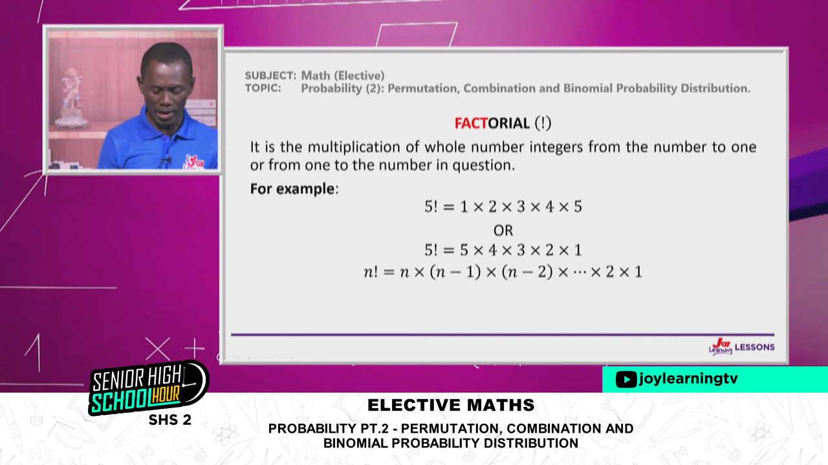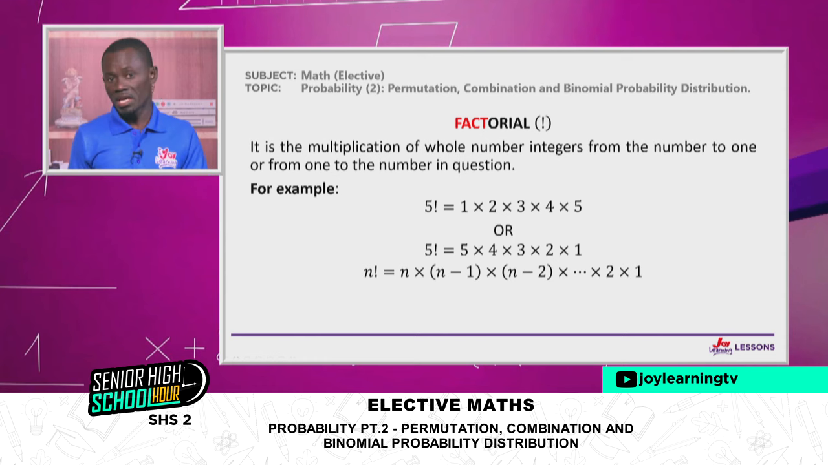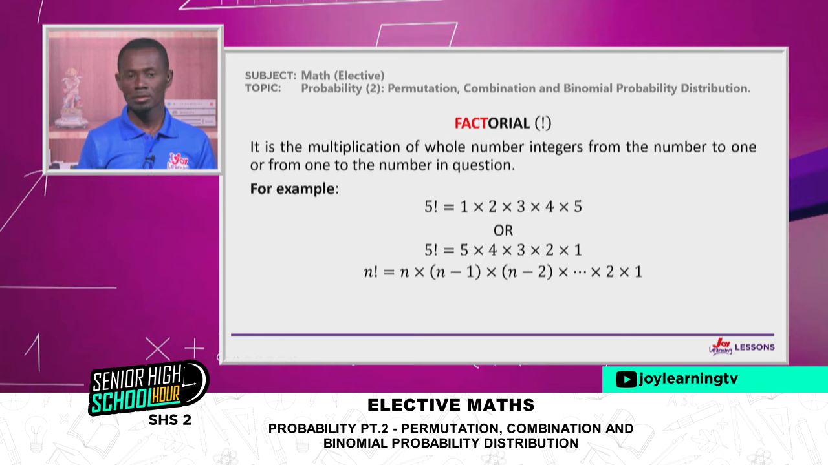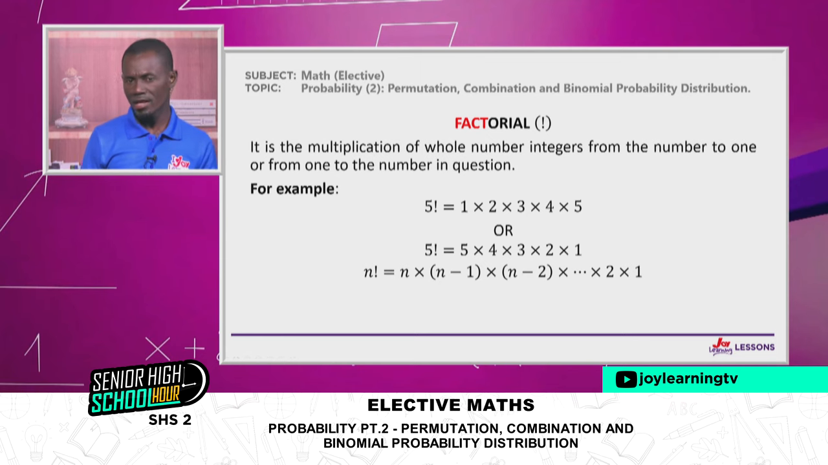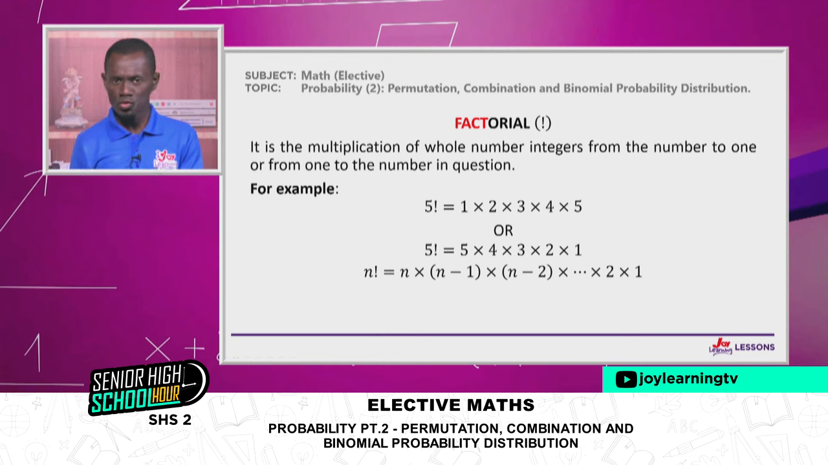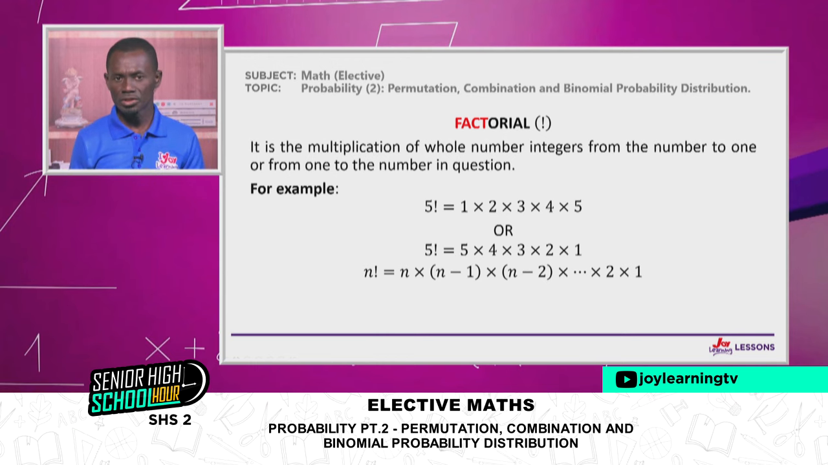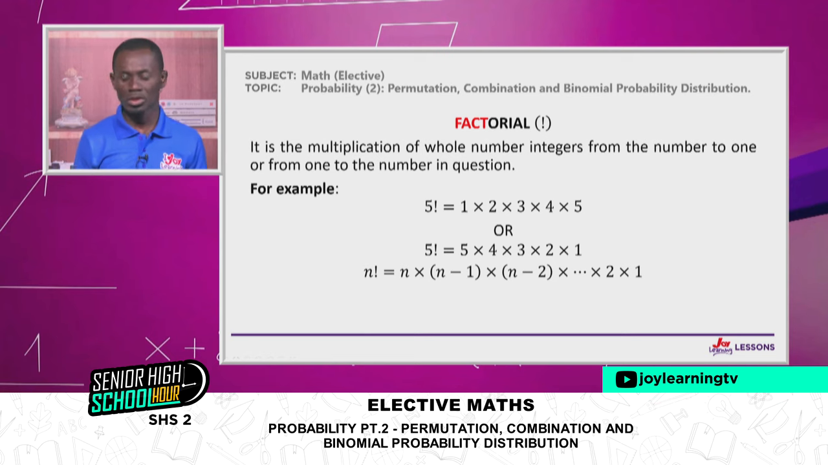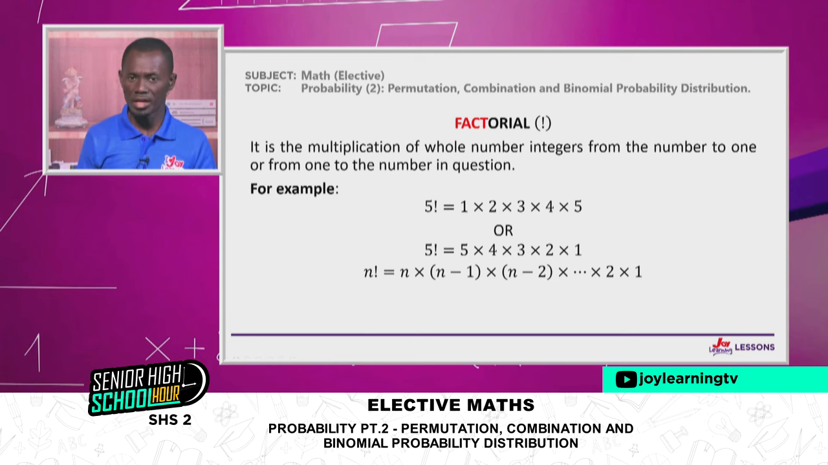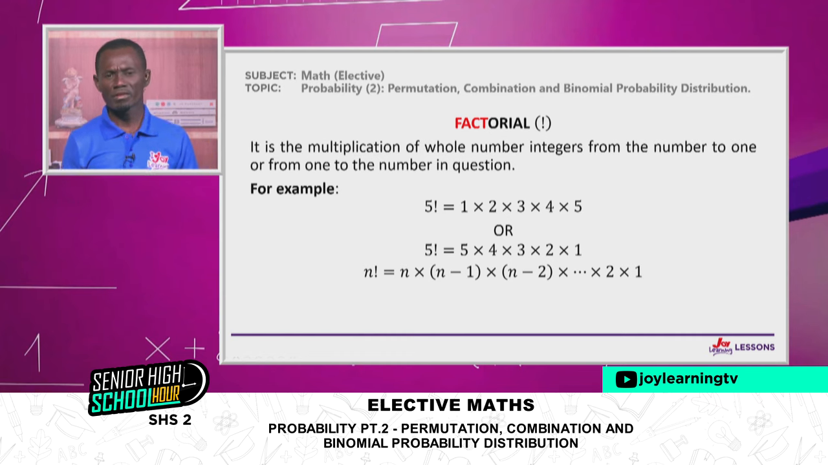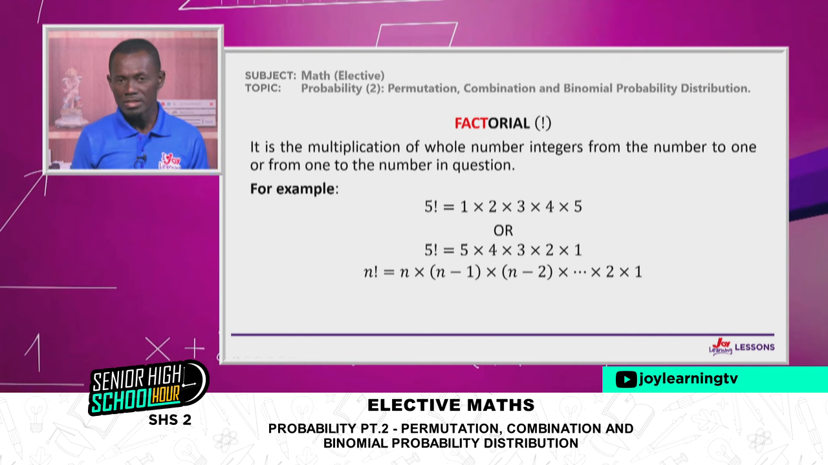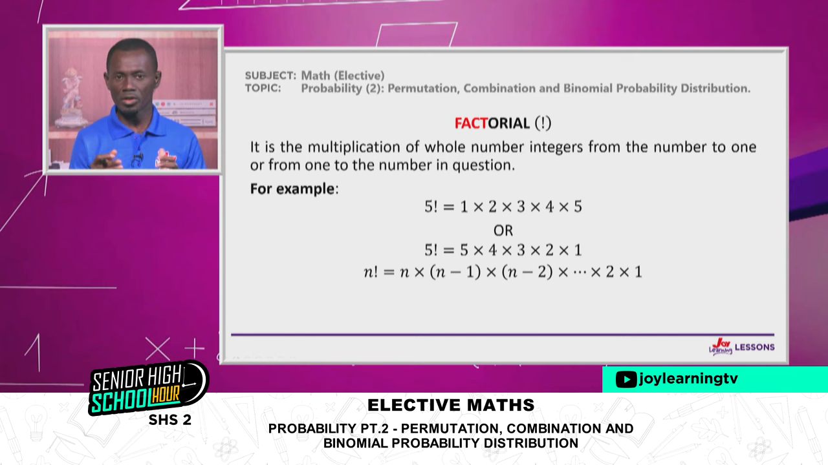So if the number were n, which is an arbitrary number, then you will have n multiplied by 1 less than n, which is n minus 1, multiplied by 2 less than n, which is times n minus 2, until we get to 2 times 1, and then we end there. However, there is something to quickly note. This often raises argument, but it's not really too difficult to explain.